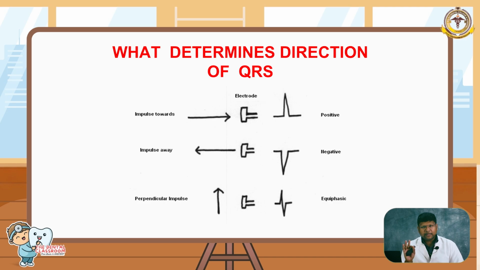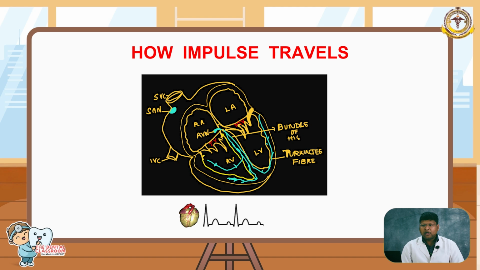So, all the three patterns have to be established in a proper ECG. How the impulse travels, you can see in the animated picture. There is generation of electrical activity at the SA nodal level, then it goes to the AV node, next to the bundle of His and bundle branches, where your entire cardiac myocytes get contracted for each impulse.